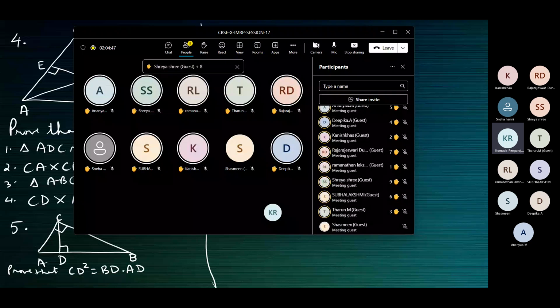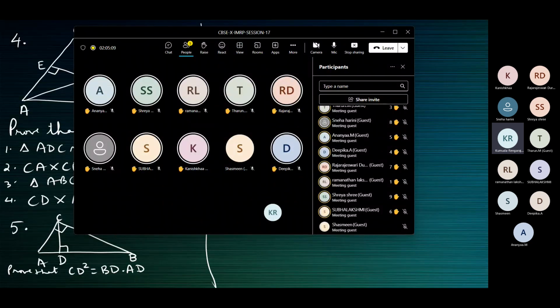Then please tell me, children, what is the problem? Okay, you answered 1 and 2, but not able to answer 3 and 4, is it? Okay, Kanishka. 1 and 2 you were able to do, Kanishka, but 3 and 4 not able to do. I'm still working on the 3, ma'am. You are still working on 3. What about the others?